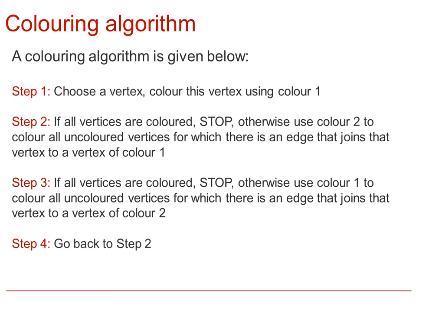So step 1 is to choose a vertex and colour it with colour 1. Step 2, if all the vertices are now coloured, stop. Otherwise, use a second colour to colour all the uncoloured vertices for which there is an edge that joins your initial vertex in colour 1. Step 3. If all the vertices are coloured, now stop. Otherwise, use colour 1 to colour all the uncoloured vertices for which there is an edge that joins the vertices now of colour 2. Step 4 is the iterative step where we go back to step 2.